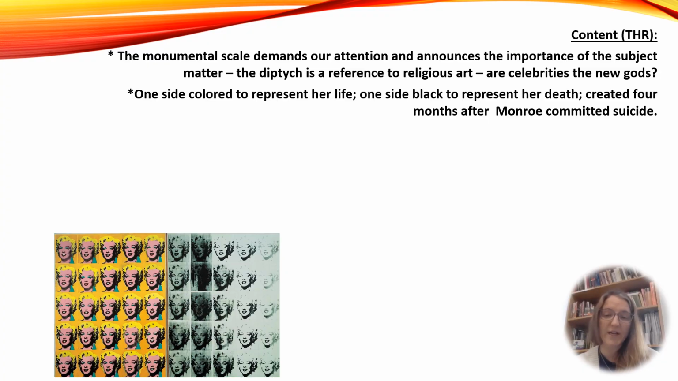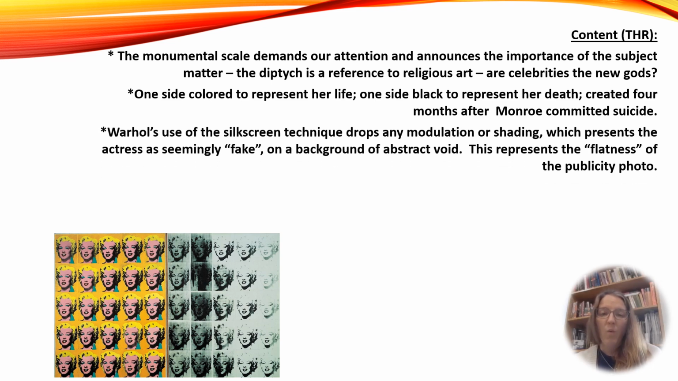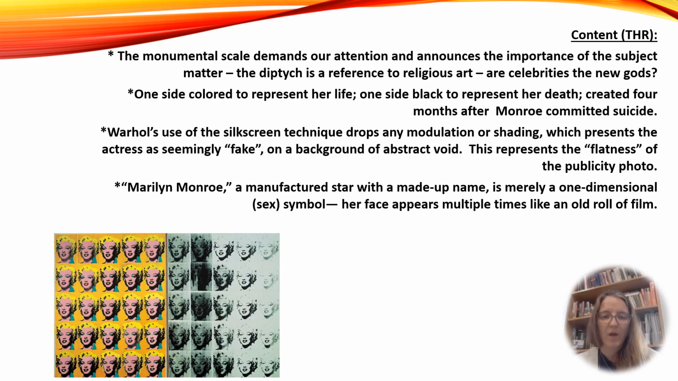Warhol did create this 4 months after Monroe committed suicide. Warhol's use of the silkscreen technique drops any kind of modulation or shading. There is no chiaroscuro here. Or very limited, just on the black where her neck is, really. That shading there. It does present the flatness of the artist, which is meant to show that she's kind of fake, right? Marilyn Monroe was a persona, and so this is meant to reinforce that.